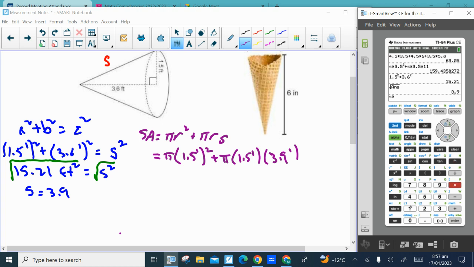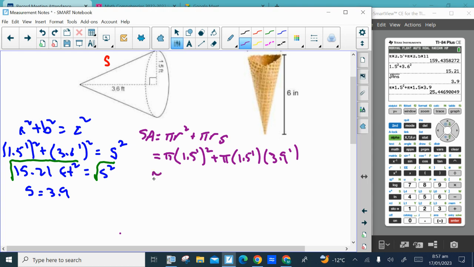So pi times 1.5 squared plus pi times 1.5 times 3.9, approximately 25.4. Again, because this number involves pi, you're going to get an irrational number, a non-repeating, non-terminating decimal, which we will round to the nearest tenth, 25.4.